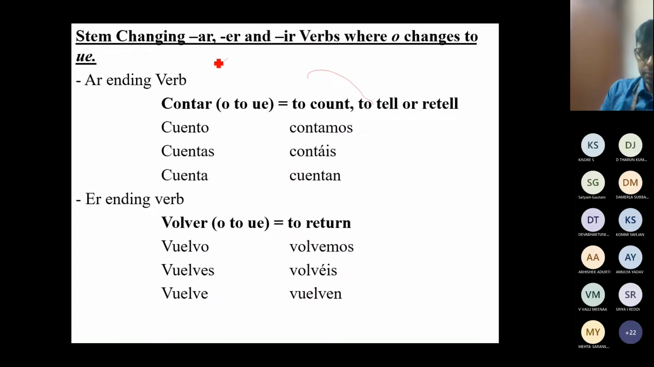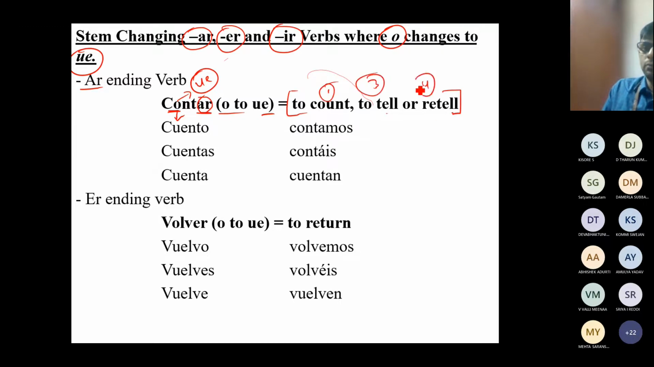So here I am taking the first group of stem changing verbs where O will change to UE, and the ending of the verb will be AR ending, ER ending and IR ending. So first AR ending I am taking, the verb is contar. Okay, contar is an AR ending, and in the stem part there is this O which will change to UE. Okay, as it is written here. The meaning of the verb is given: to count, to tell, or to retell. These are the three meanings of the same verb. You have to choose according to the context.